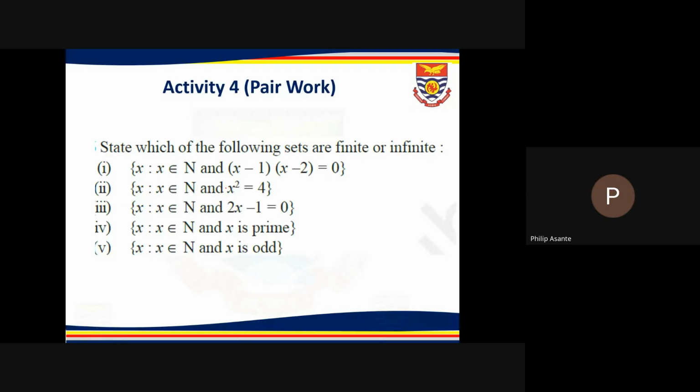Sir, it's finite. What is your decision? Why so? Sir, the reason is that it has a set of 1 and 2 when you do the computations. So 1 and 2, that makes it finite. Okay, I agree. It has a definite number of members.